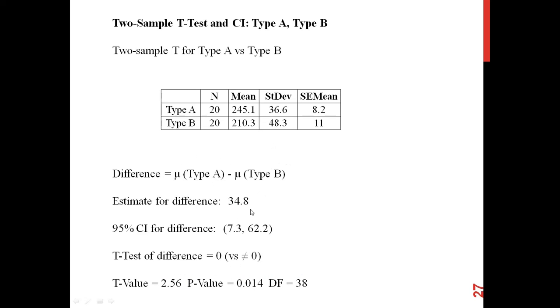So if we compute the difference and confidence interval for the difference, we get confidence interval as 7.3 to 62.2. So 0 does not belong to this confidence interval, so 0 is not an acceptable value. And we can compute the test statistic. It turns out to be 2.56, which is much higher than 1.96, so we reject H naught. So we conclude that yes, the two types of personalities actually have significantly different mean cholesterol levels.